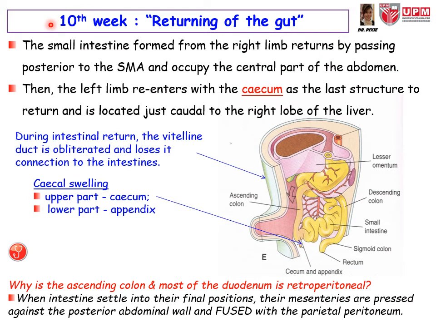After the physiological herniation of the small intestine into the umbilical cord, by week 10, this part starts to re-enter into the abdominal wall. It begins with the right limb of the developing intestinal loop, followed by the left limb that re-enters into the abdominal cavity, with the cecum as the last structure to return.